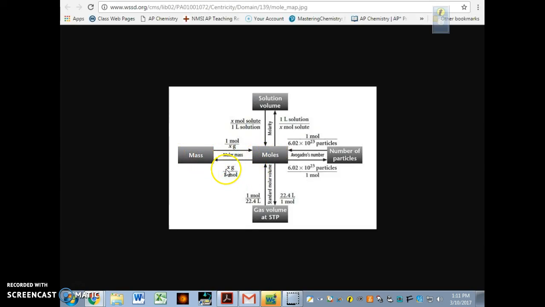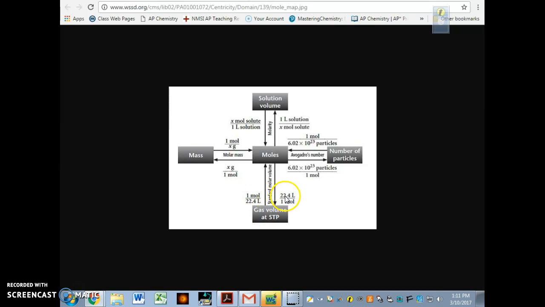So the mole map says to multiply by the molar mass. So each one of these things written between the arrows is the way to get there. You either divide by it. If you see the X in this case, it's on top. That means you're multiplying by it. The X is on the bottom. That means you're dividing by it.